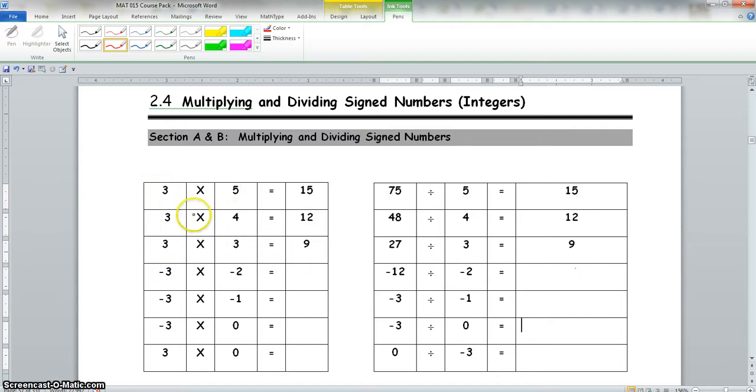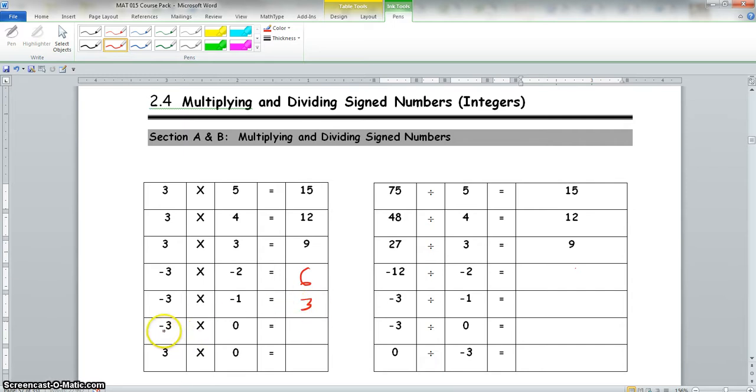Now, if you notice, all of these numbers here have the same sign. So when you multiply two factors that have the same sign, your answer is going to be positive. That also works for negative numbers. Negative 3 times negative 2 will give us positive 6. Negative 3 times negative 1 will give us positive 3.